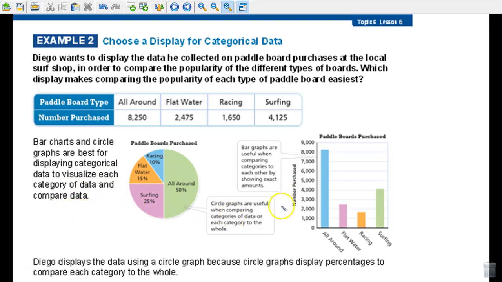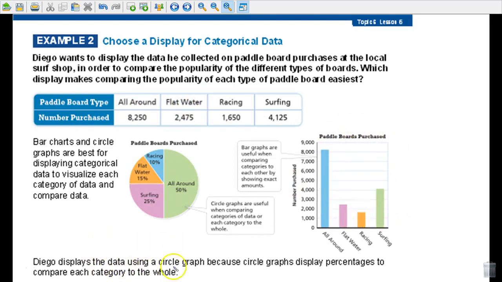So circle graphs are useful when comparing categories of data or each category to the whole. Bar graphs are useful when comparing categories to each other by showing exact amounts. So when you clearly see that you can do both, but right here they have exact amounts. So for this specific situation, I would rather do a bar graph.